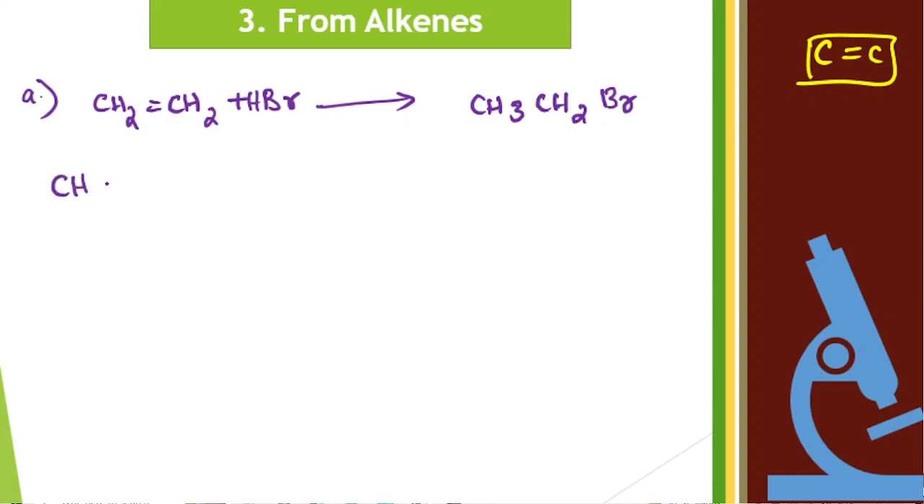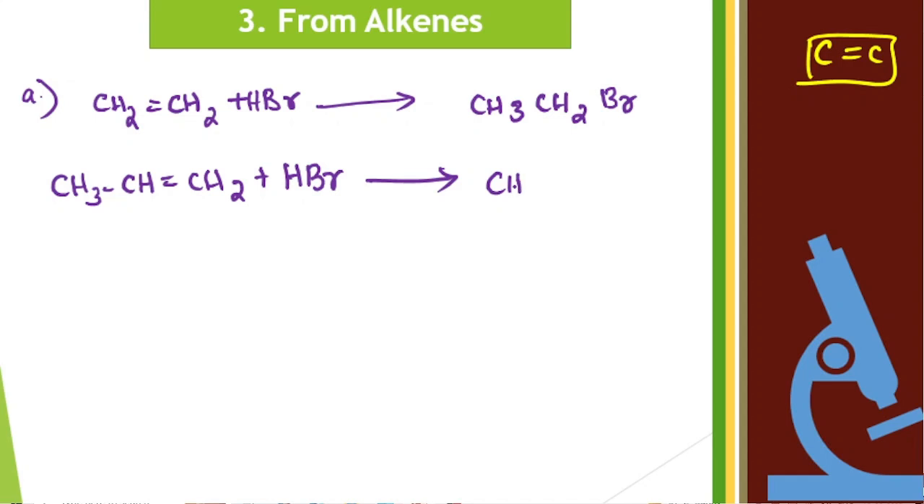But if it is going to be an unsymmetric compound, for example, I am going to take propene here, CH3CH=CH2, when it is allowed to react with HBr in the absence of peroxide. So what is this reaction called? This is nothing but Markovnikov's rule. We have already studied it. When HBr is allowed to react with an unsymmetrical alkene in the absence of peroxide, it follows Markovnikov's rule. So according to Markovnikov's rule, you will get two different types of product.